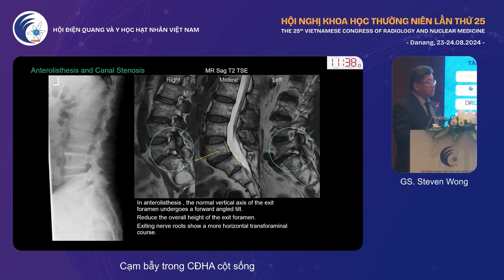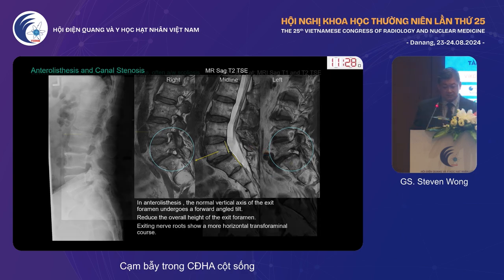Right, so this is something you need to bear in mind when you see this. Always mention that the neuroexit foramen is narrowed and flattened because of the anterior listhesis.